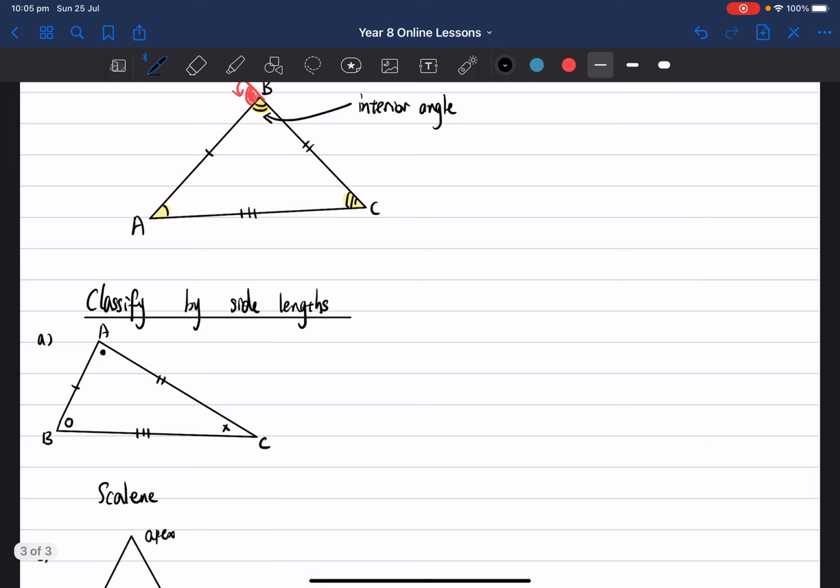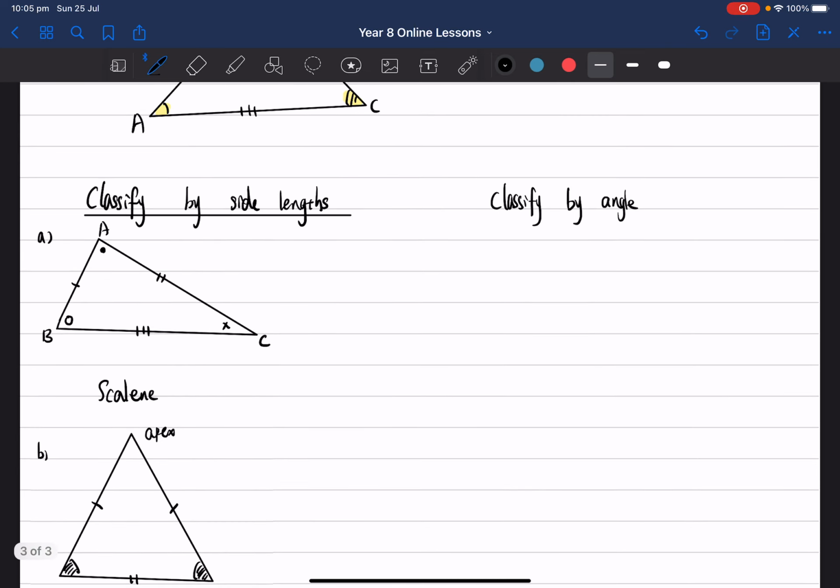The next one is that we can classify the triangles by angles. Previously we classified triangles by side lengths, but this time we can classify by the size of angles. I should say the interior angles to be more specific. We classify by the interior angles, not the exterior angles of the triangle, just the inside angles.